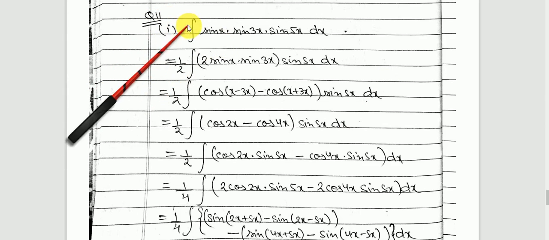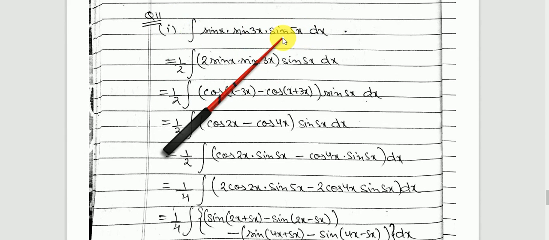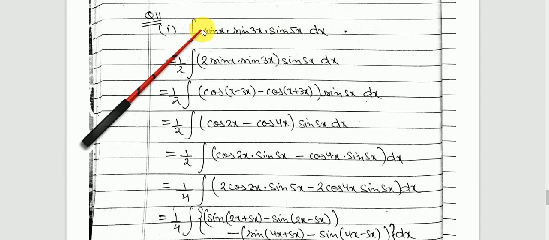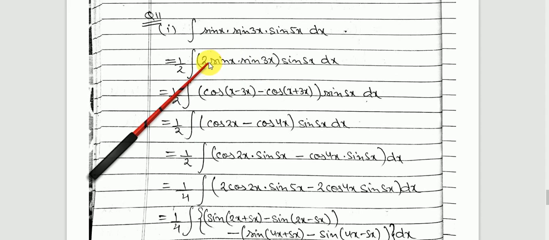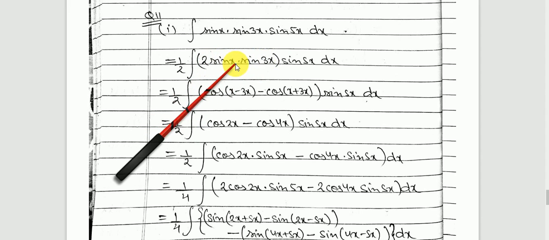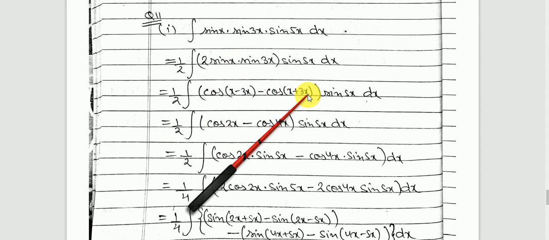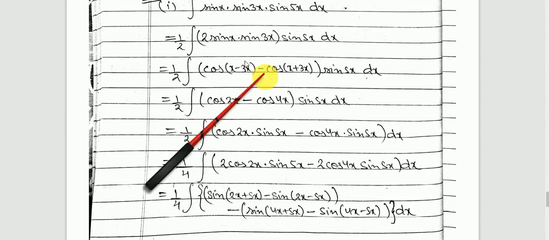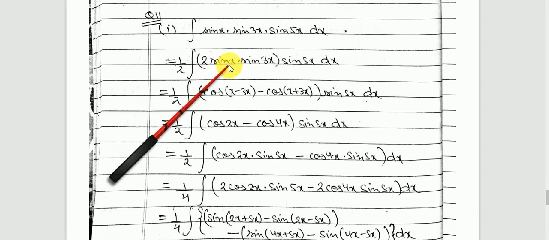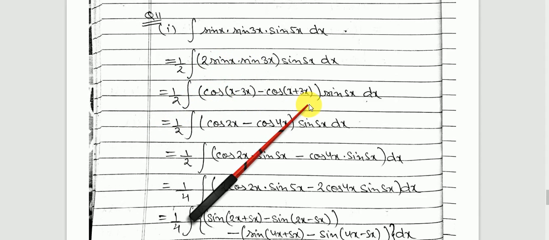Question 11.1, integrate sin x into sin 3x into sin 5x. We don't have any direct formula for this, but what we can do is multiply and divide by 2, then we get 2 times sin x into sin 3x. Now we have a formula for this. This can be written as cos of x minus 3x minus cos of x plus 3x. You have to recall this formula of class 11 for 2 times sin a into sin b. So this is the formula.